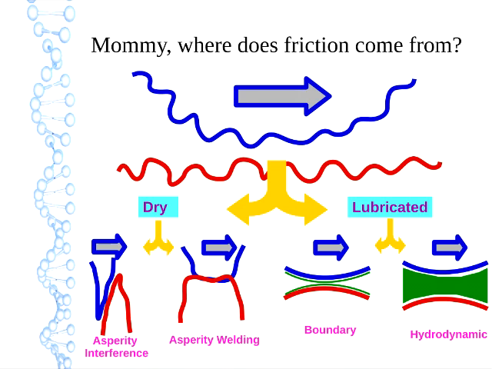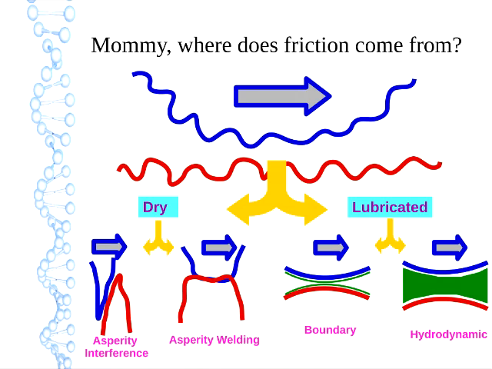We've got a schematic of two surfaces sliding against each other. We know that there's going to be some friction resisting this motion. What is causing it? First question we're going to ask is: is this contact lubricated or unlubricated? Lubricated or dry? If it's dry, there's two primary mechanisms for resisting the motion.